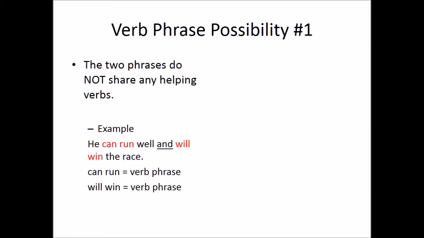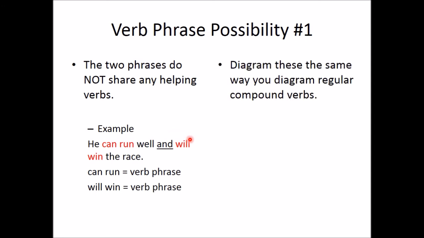Okay, so here's the first possibility. In this possibility, we have 2 verb phrases, and they each have their own helping verb. So we have can run and will win. Both run and win have their own helping verbs. Can is a helping verb, will is a helping verb. Okay? So you diagram these the same way you diagram regular compound verbs. Start with your T, right? You know, always subject on the left, always verb on the right. I intentionally made the verb side short because with a compound verb, you know we're going to have to split that side, right?